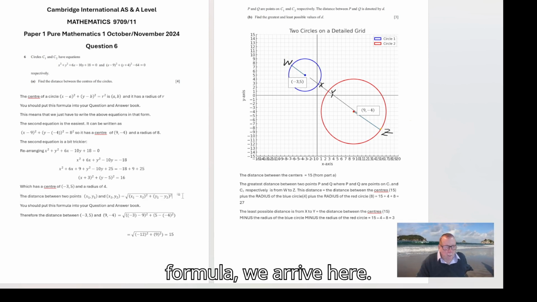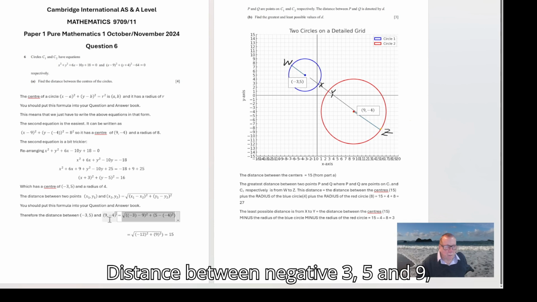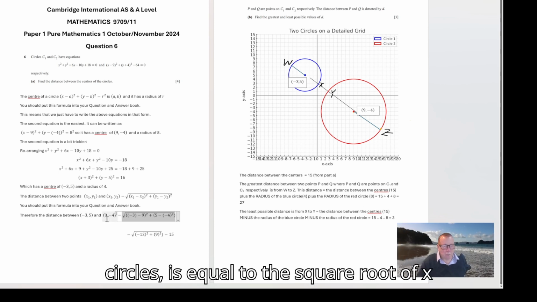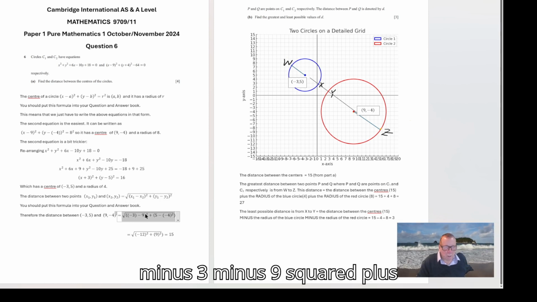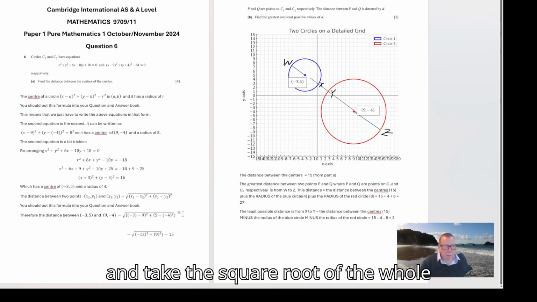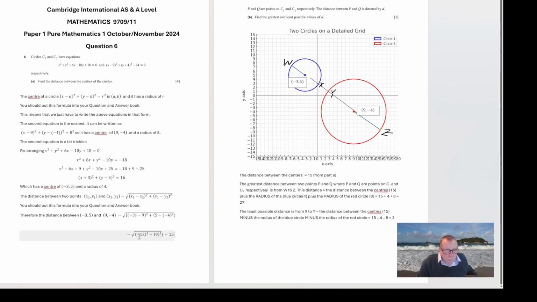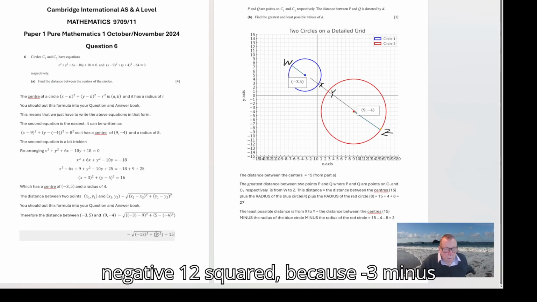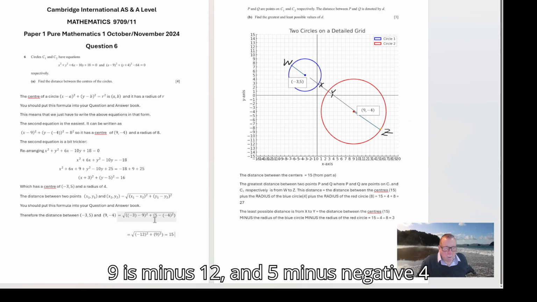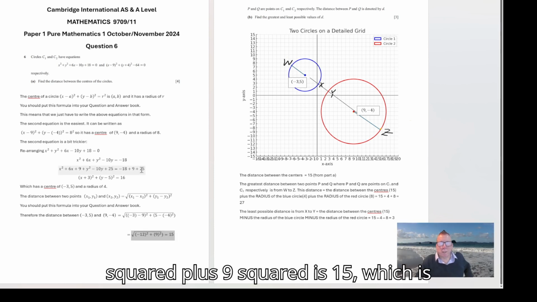Using that formula, we arrive here. The distance between (−3, 5) and (9, −4), which are the centers of the circles, is equal to the square root of (−3 − 9)² + (5 − (−4))². This becomes (−12)², because −3 minus 9 is −12, and 5 minus −4 is 9. The square root of 12² + 9² is 15, which is the right answer.